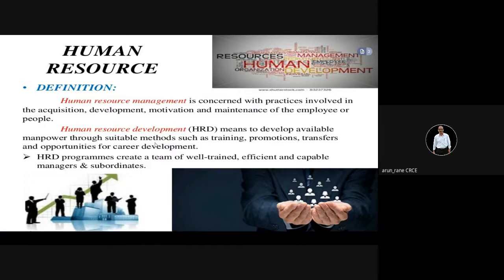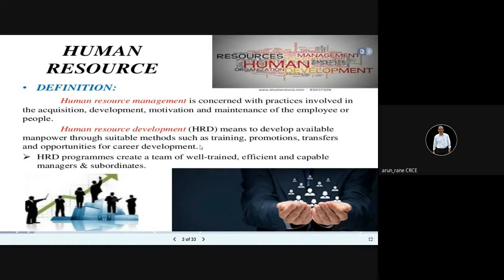Suppose you have a machinist, so you develop him in such a way that tomorrow he can be promoted as a supervisor. So you don't have to recruit a supervisor from outside. Or you have a production supervisor, you develop him in such a way that tomorrow, since he knows all the aspects of production, he can work as a marketing engineer or he will become a marketing manager. This is what is called human resource development, which is more important in any industry.